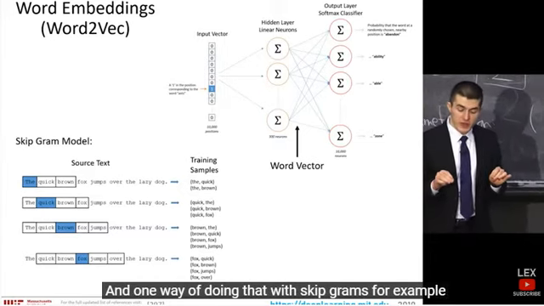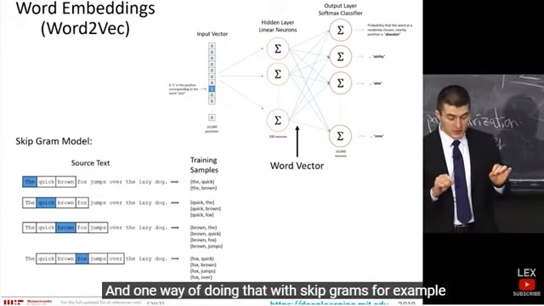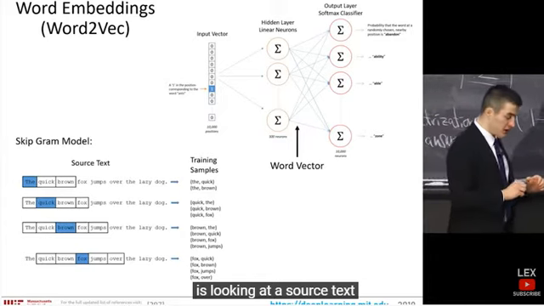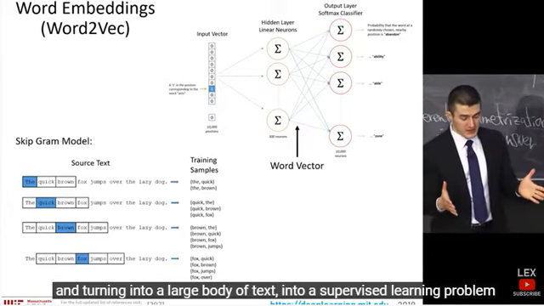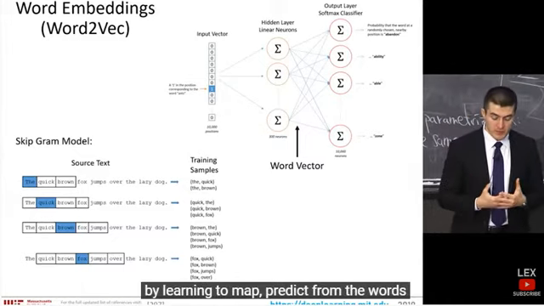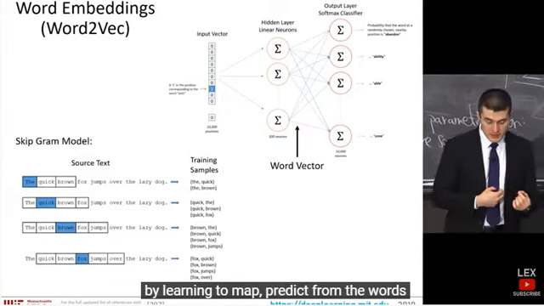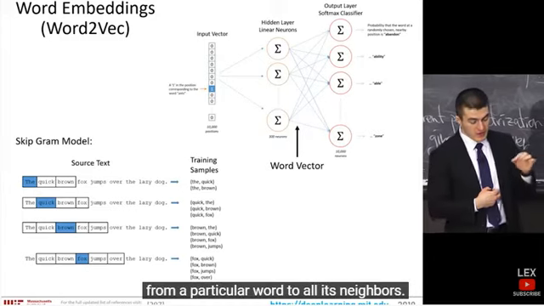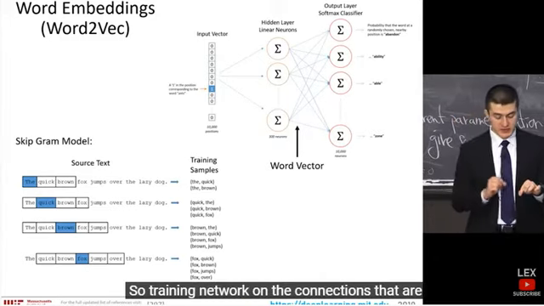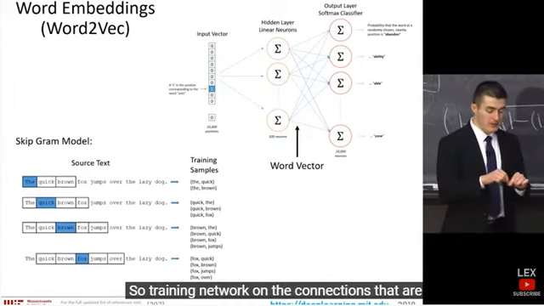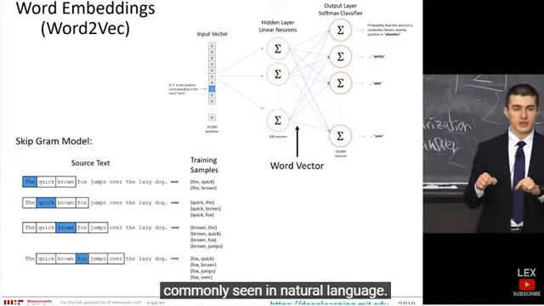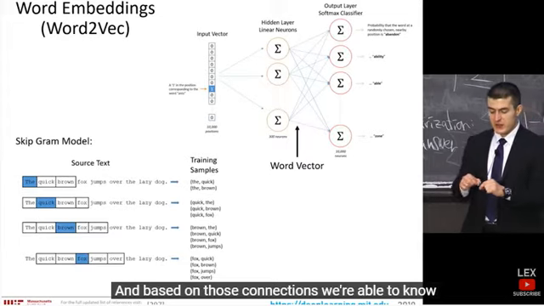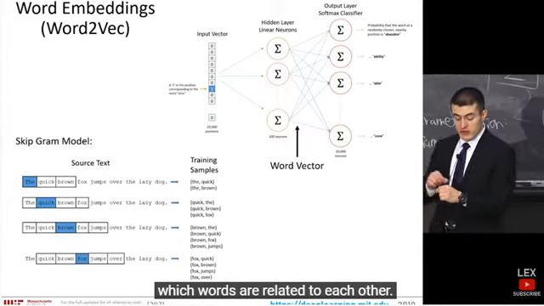And one way of doing that with skipgrams, for example, is looking at a source text, a large body of text, and turning it into a supervised learning problem by learning to predict from a particular word to all its neighbors. So train a network on the connections that are commonly seen in natural language. And based on those connections, you're able to know which words are related to each other.